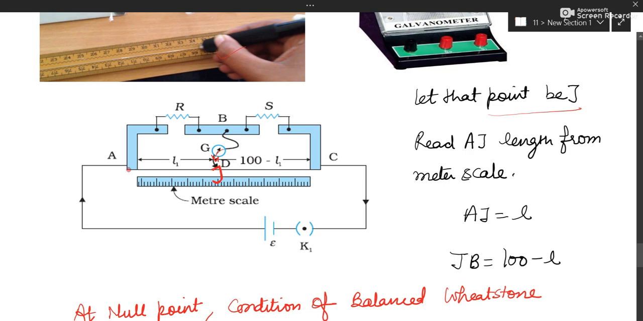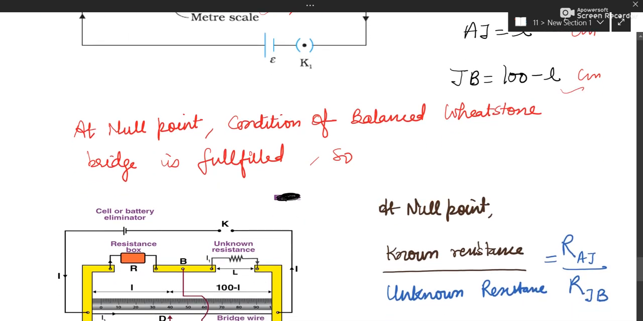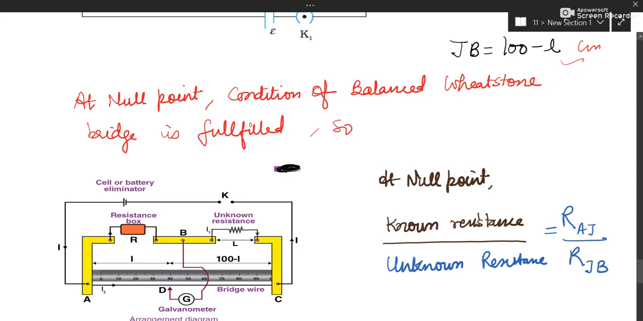So I will note down the reading of the length from A to J from the meter scale. Let it be L, 35 centimeter, 40 centimeter, whatever. The total length of the wire is 1 meter, that is why it is called a meter bridge. So the remaining length J to B is 100 minus L centimeter. So we have found the balancing lengths AJ and JB.